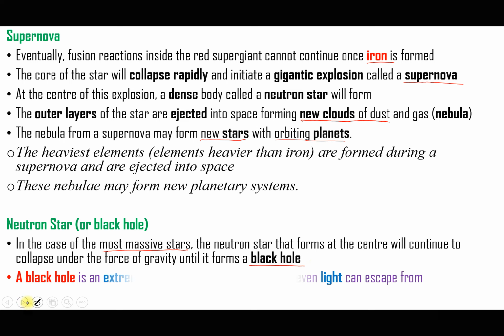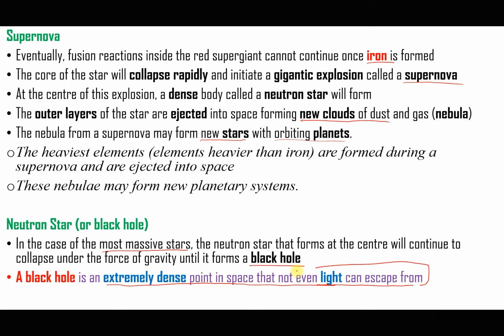So what is a black hole? A black hole is an extremely dense point in space from which not even light can escape. Its gravity is so high that even light cannot escape. That is what we call a black hole.